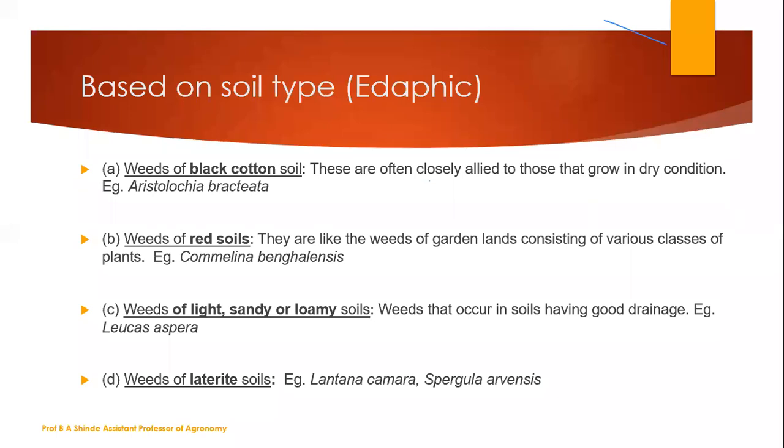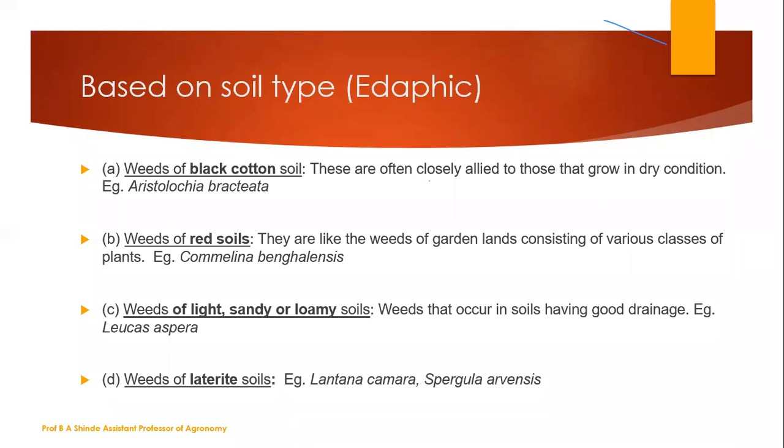Then the weeds of red soils are like the weeds of the garden lands, consisting of various classes of plants. Example, the Commelina bengalensis. Actually, the red soils also show a number of weed populations in the particular area, and also in the greenhouse as well as the shade net. When the red soil is covered, then such types of weeds are observed.